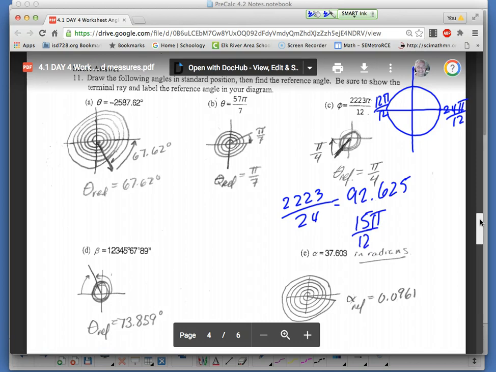Are you okay where I got 15 pi over 12? Down here, I'm going to go a full 12, and I'm going to go 3/12 more. Well, 3/12 is a fourth, right? So this is 15 pi over 12. But they're asking me to do just my reference angle, and that's the positive angle. So I've got 15 pi over 12 minus 12 pi over 12, which is 3 pi over 12, which is pi over 4 after I reduce. Does that help as I'm looking at that?